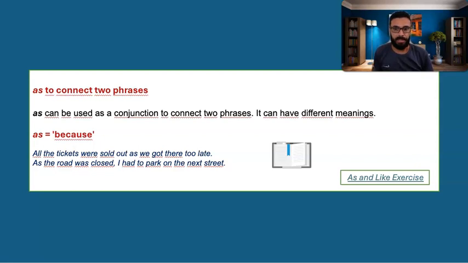As the road was closed, I had to park on the next street. Why did I have to park on the next street? Because the road was closed. That's the reason why I had to park on the next street. As works as because in this context.